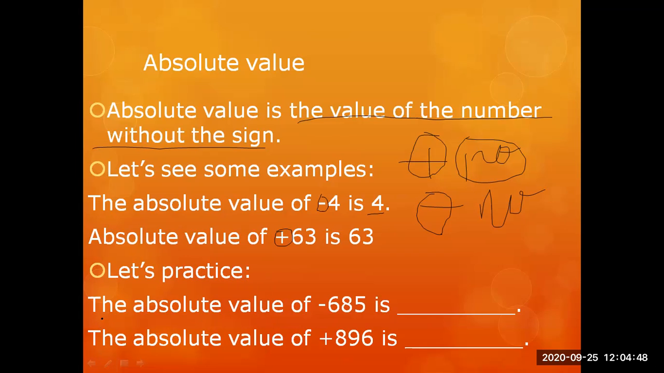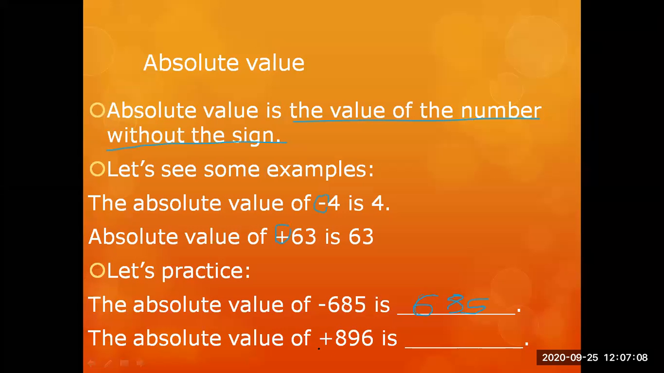So the first question is the absolute value of -685. In this we need to ignore this sign, so it becomes 685 itself. So for +896, we are going to ignore this plus sign, and the answer is 896.